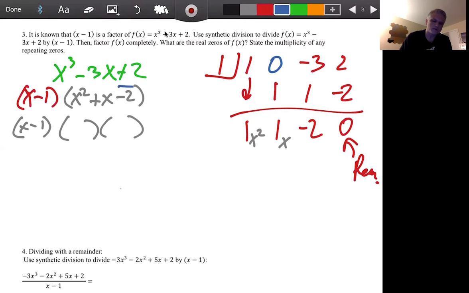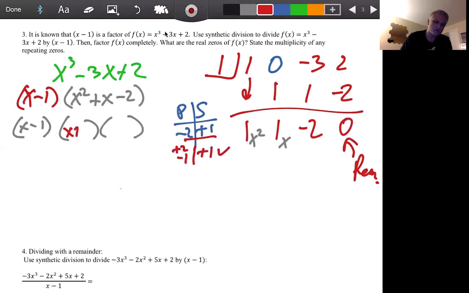My product is -2. My sum is +1. So hopefully we can all figure out that that's going to be a +2 and a -1. They multiply to give me -2. They add to give me a +1. So I've got x plus 2, x minus 1.